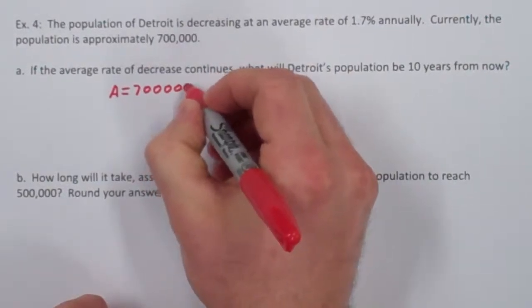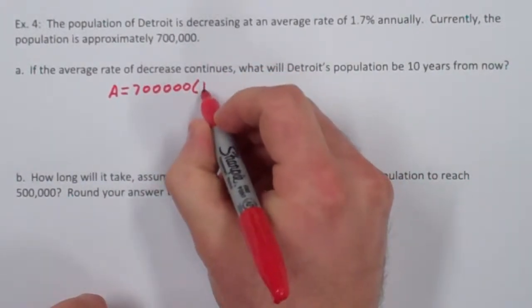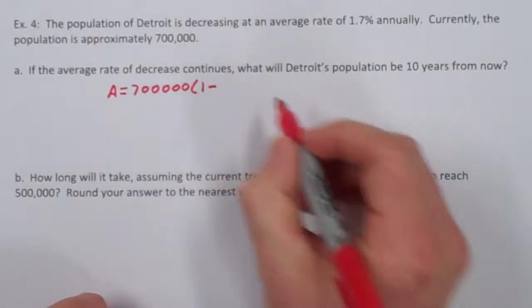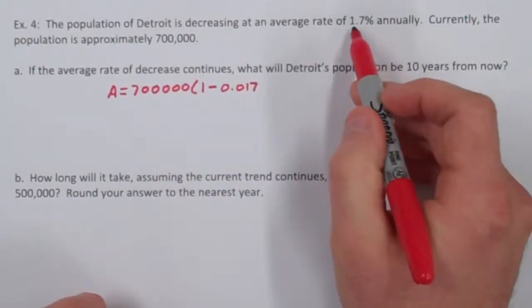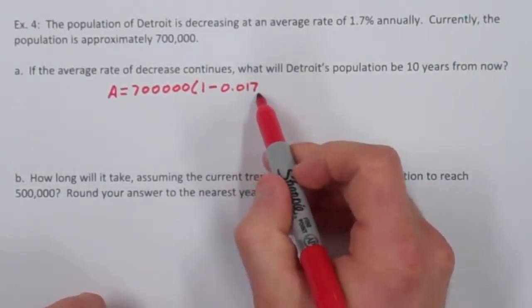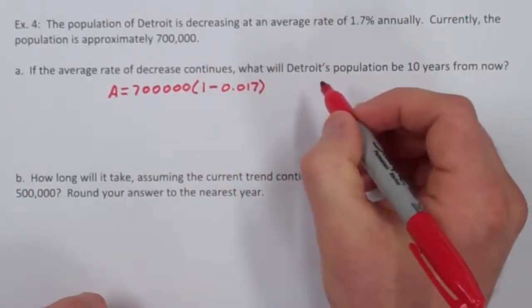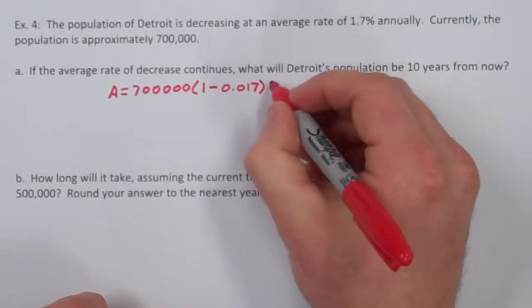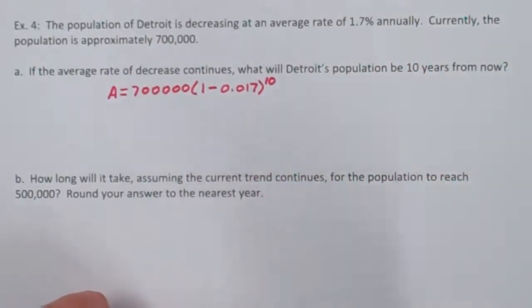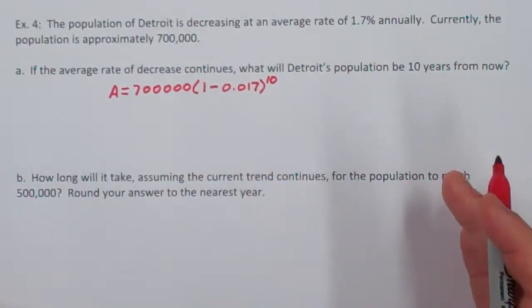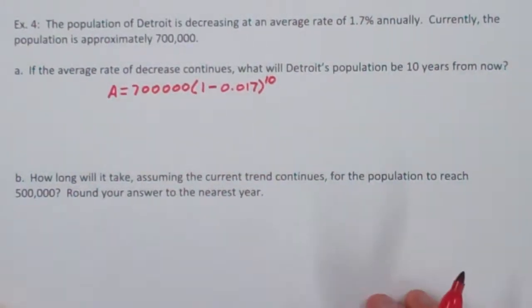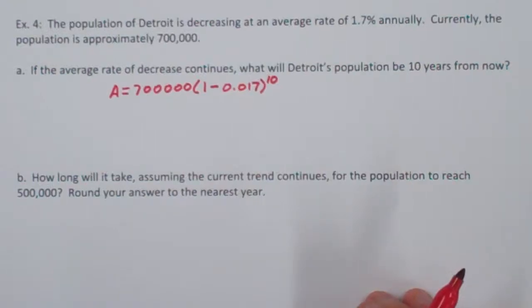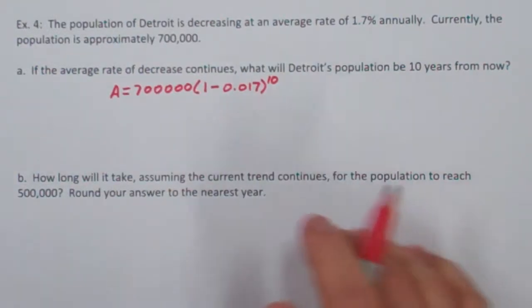700,000 is our initial P, and then 1, in this case it's decreasing, so we need to write a minus sign. 0.017, 1.7% is 0.017. And we're going to raise that to the 10th power, which would be our time. And again, if you did this with the compounding formula, this would be just divided by 1 and then times 1. So you could definitely do that, a little bit extra work, but not too much.